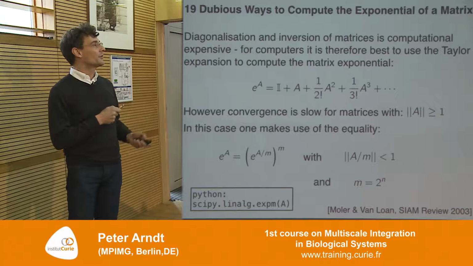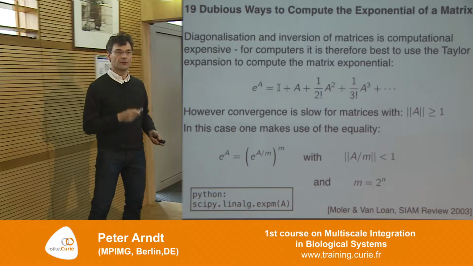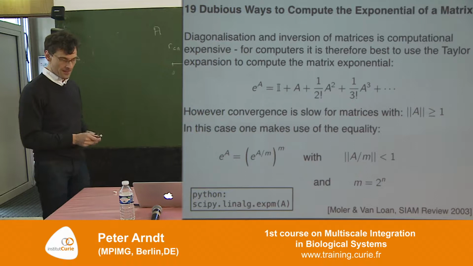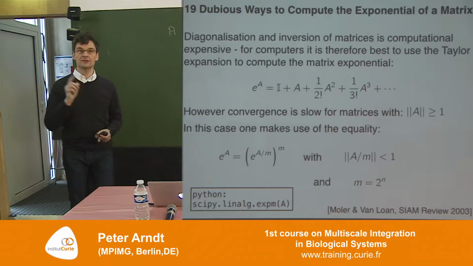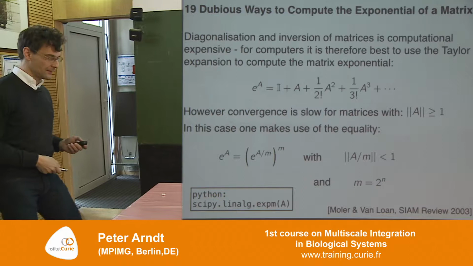But of course, there are also packages which already do all this for you. So in Python, there's a function you can just call. And there are also implementations in C++. Just so that you know, the matrix exponential is not the exponential of all matrix elements, so it's not an element-wise exponential, right? Okay, so this was a little digression.